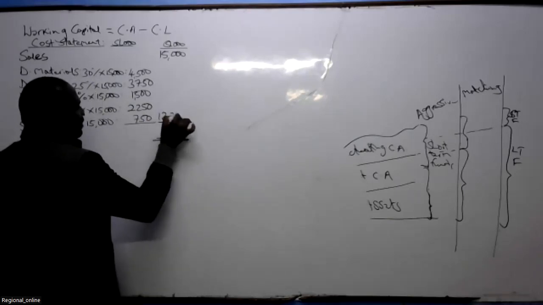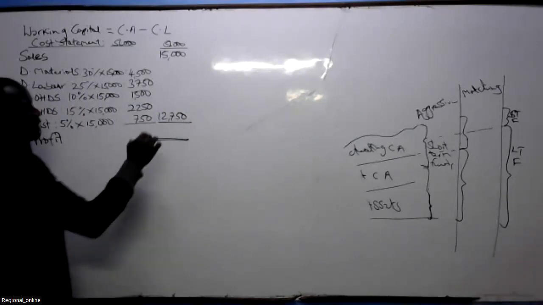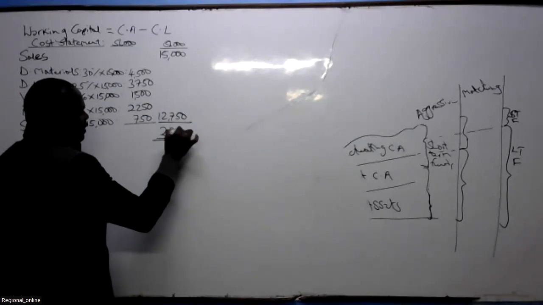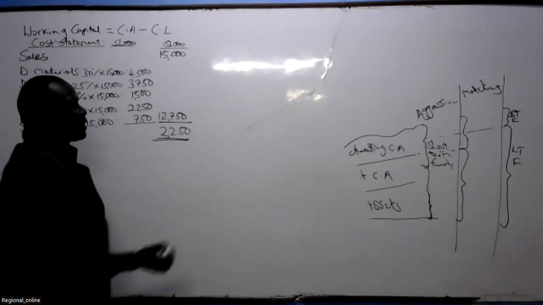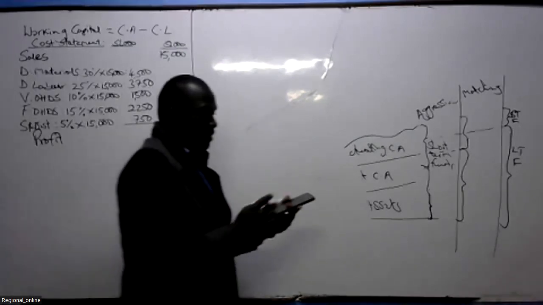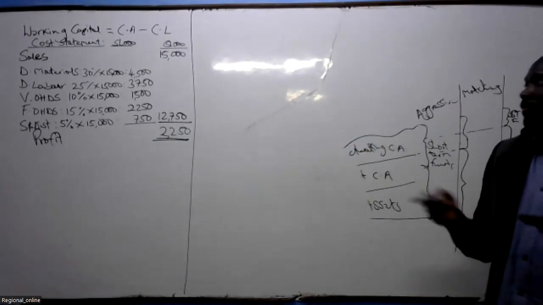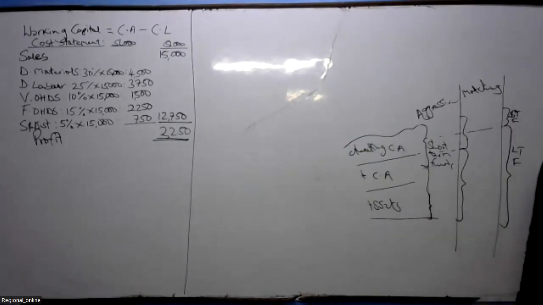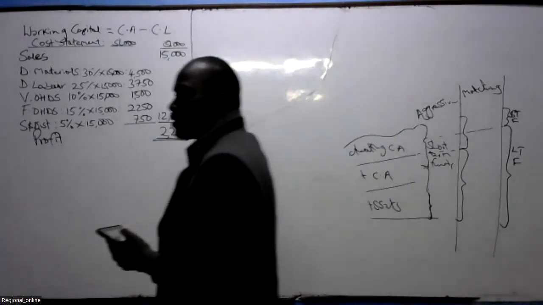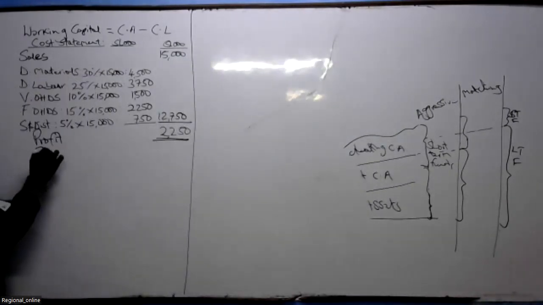From 750. Subtracted from 15,000, we remain with how much? 2250. So tushapeana formula ya working capital pale juu. Now we need to get those variables. So let's start with the current assets.